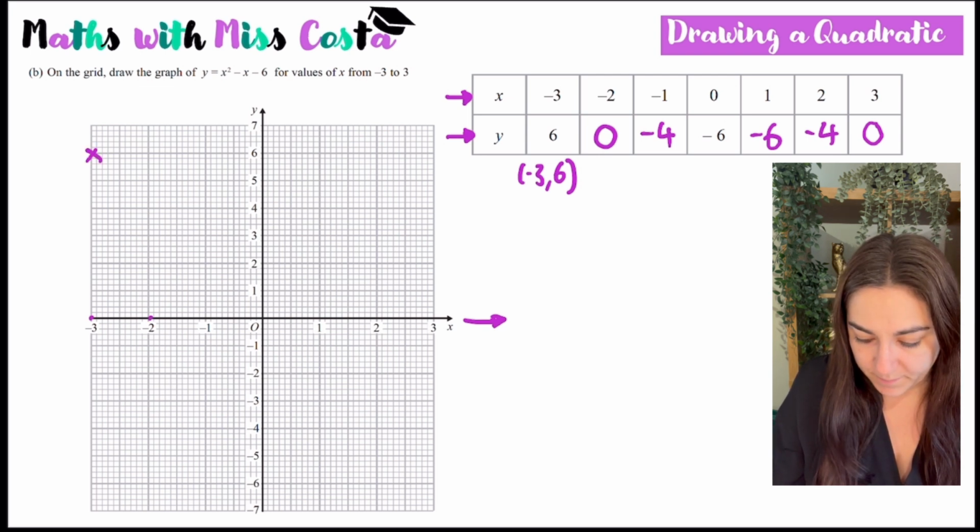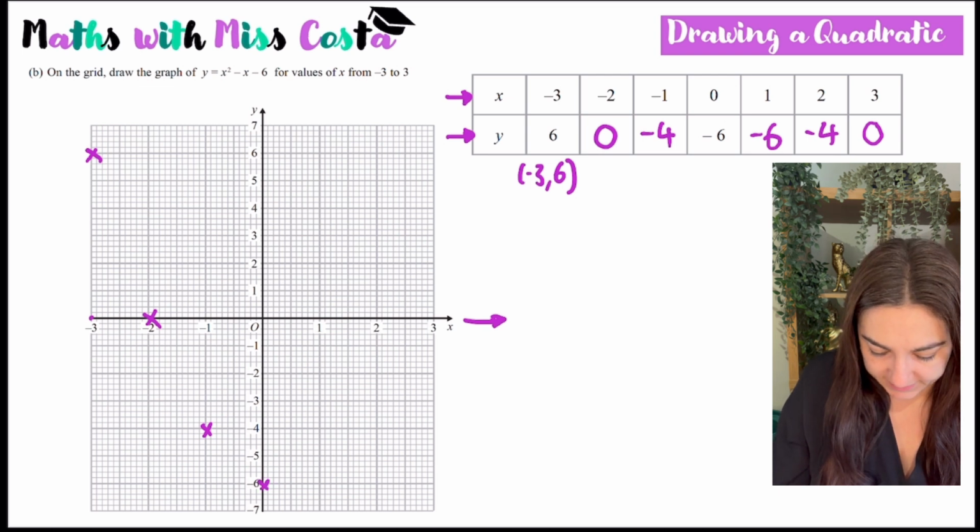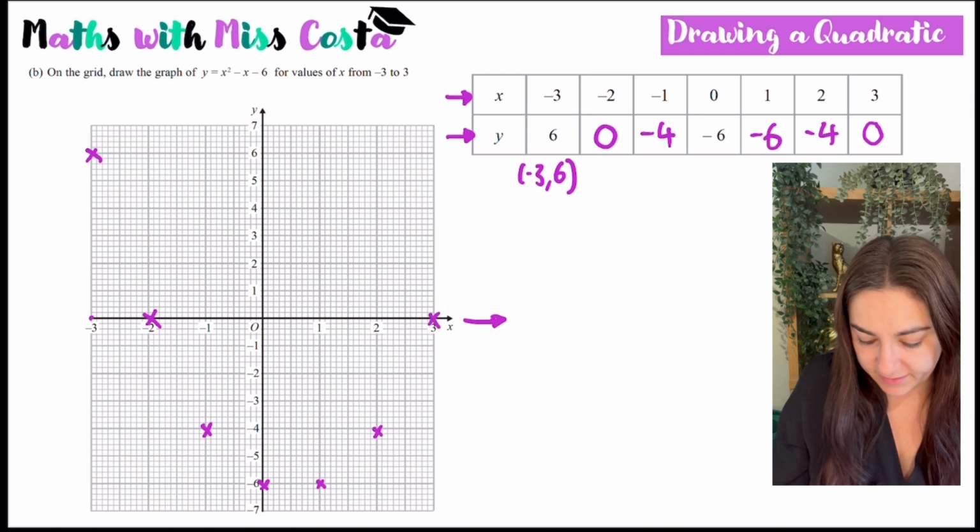Then I go minus 2, 0. So I put a cross there. Then negative 1, negative 4. I put a cross there. 0, minus 6. 1, minus 6. 2, minus 4. And 3, 0.